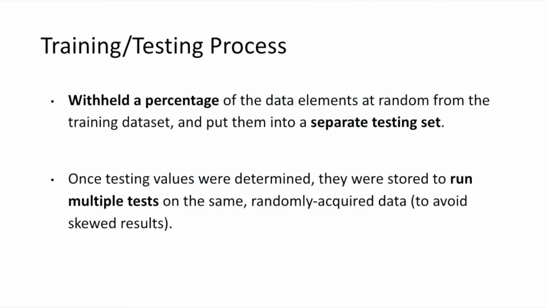In order to measure each classifier's accuracy, we needed to have some test values whose categories were known. Our solution: withhold the percentage of data elements at random from the training dataset, and put them into a separate testing set. Once the testing values were determined, we stored them so that we could run multiple tests on the same, randomly acquired data to avoid skewed results. When we mention percent of data withheld, testing data is what we're referring to.